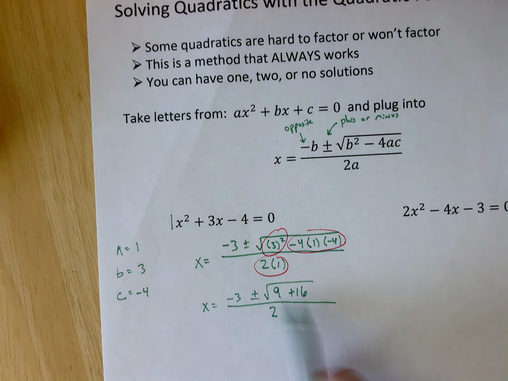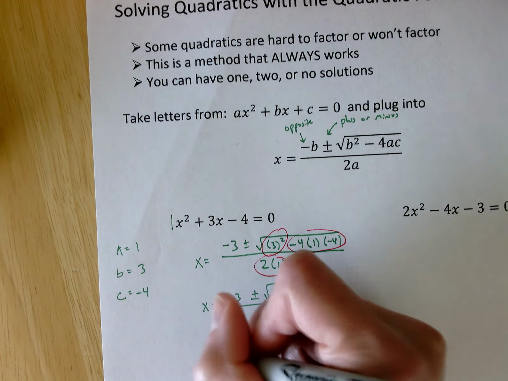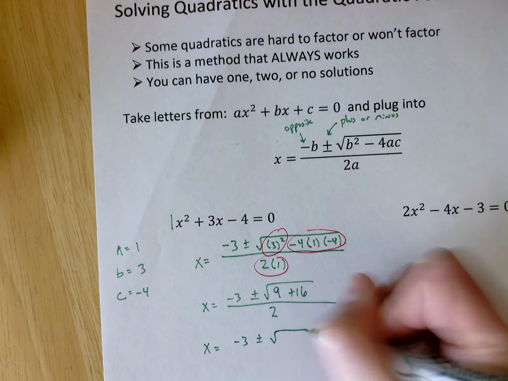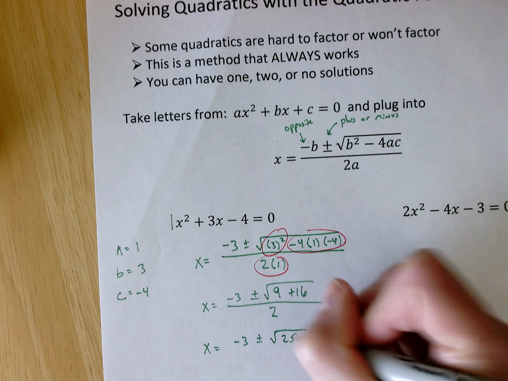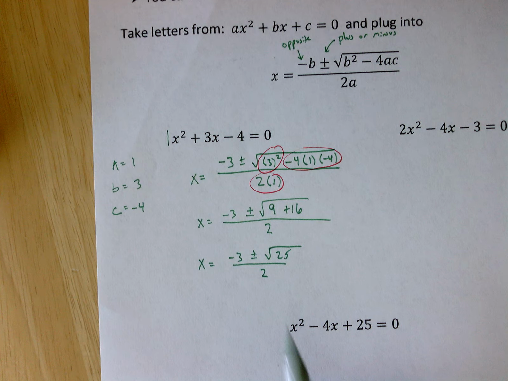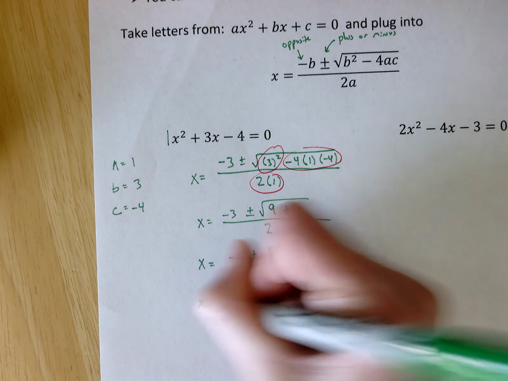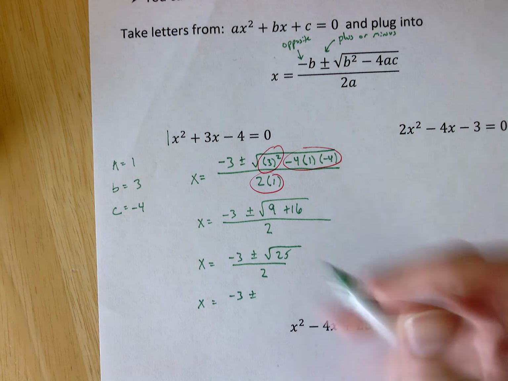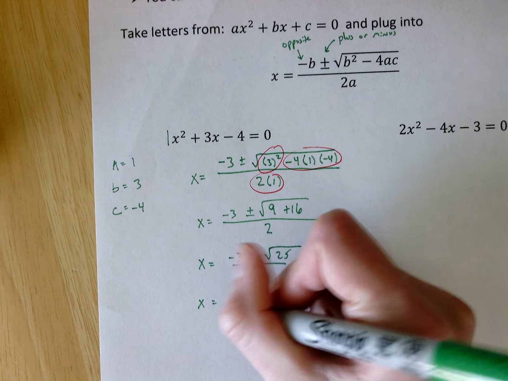Great. Okay, now I'm going to add these 2 guys together. So I'm going to have x equals negative 3 plus or minus 9 plus 16 is 25 divided by 2. Okay, and then I can take the square root of 25. So I'm going to have x equals negative 3 plus or minus, well, what number times itself equals 25? 5 over 2.